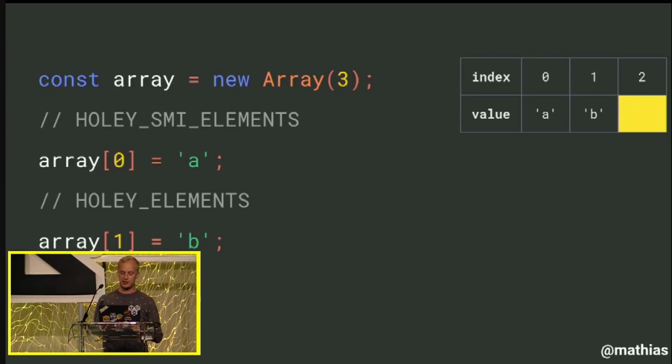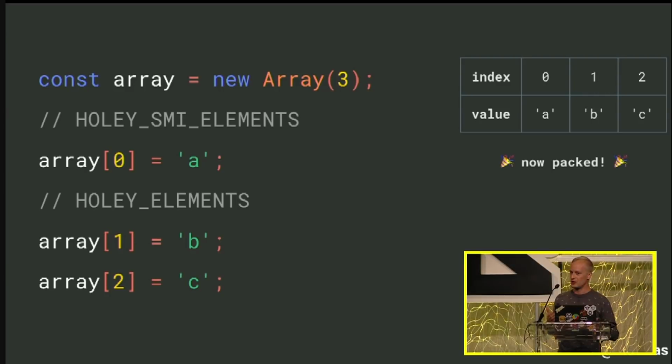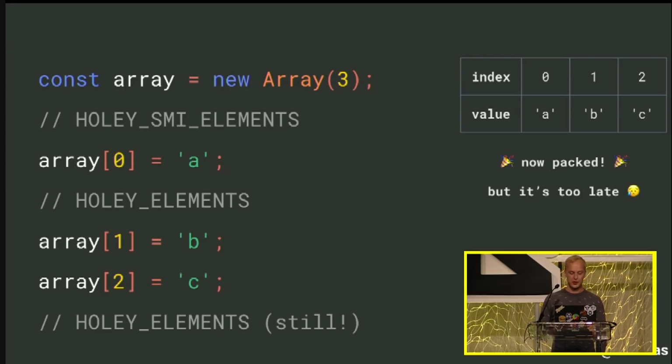Now let's assign another value to position 1 in the array. The elements kind remains the same in this case. And finally, we assign a value to the last position in the array as well. So at this point, all the 3 positions in the array are filled. So the array is now packed and it's no longer sparse. However, as we saw earlier, we cannot transition to a more specific elements kind such as packed elements. So unfortunately, the kind remains holey elements. Once an array is marked as holey, it remains holey forever.